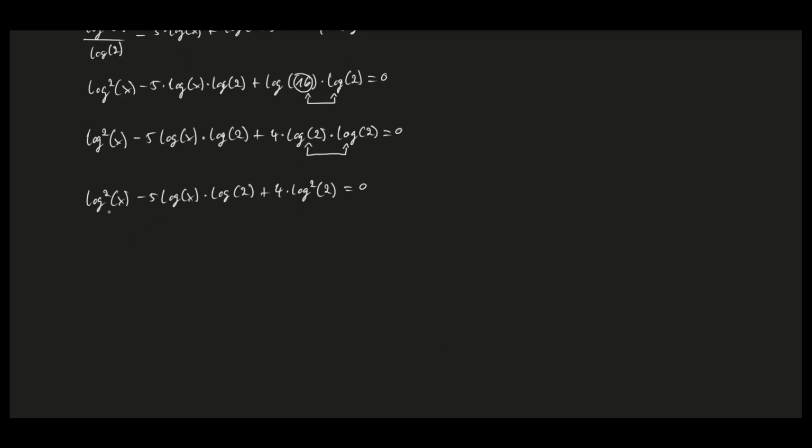Now we can substitute this logarithm here with the letter u. u is the logarithm of x here, so that we get a quadratic equation u squared minus 5 times u times the log of 2 plus 4 times log raised to the power of 2 is equal to 0.